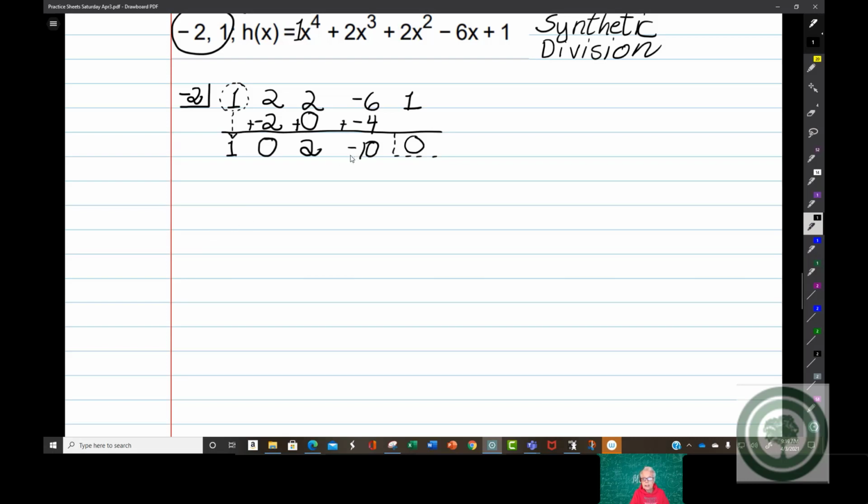I just do the same thing again. -10 times -2 is +20. And then I add 1 plus 20, and that doesn't give me 0, it gives me 21. Now let me show you what you've got. We have proven that -2 is not a 0, but what else have you got?